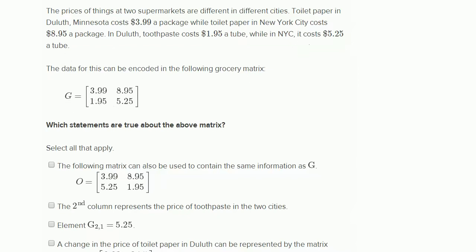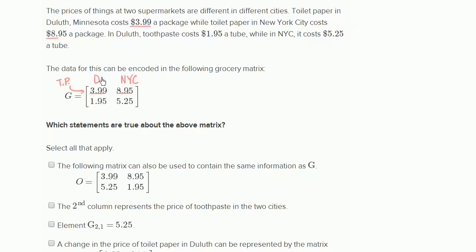So let's see if this makes sense. They have the price of toilet paper in Duluth, $3.99. That's this right over here. And then they have the price of toilet paper in New York at $8.95. So that's this right over here. So this first row is the toilet paper row. I'll just write TP for short. And this first column looks like it's Duluth, while this second column looks like it's New York City. And let's see if that works out for the other data.